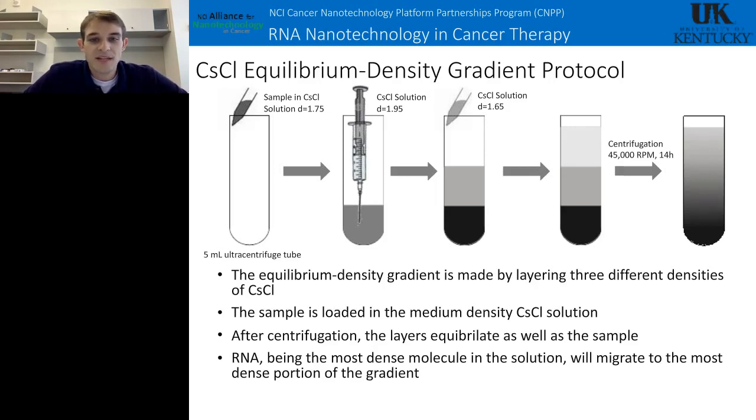So in your solution, you'll have proteins, you'll have salts, and you will have rNTPs from the transcription mixture that didn't get incorporated into the RNA, and then you'll have dNTPs as well, because the DNA template will be degraded by DNase after your transcription. So RNA will be the most dense molecule in your solution, and it will migrate to the most dense portion of the gradient, which is the bottom.